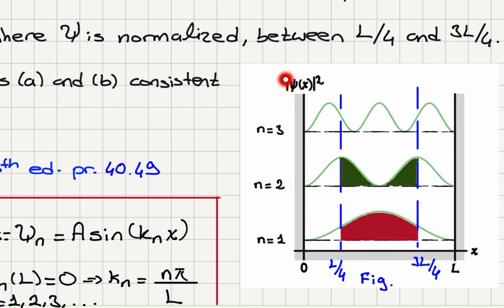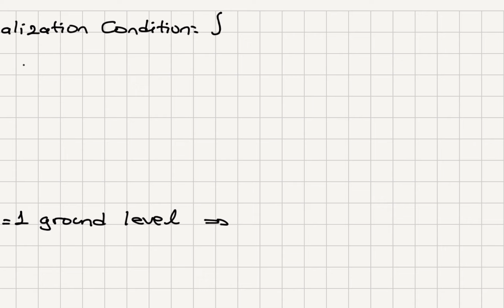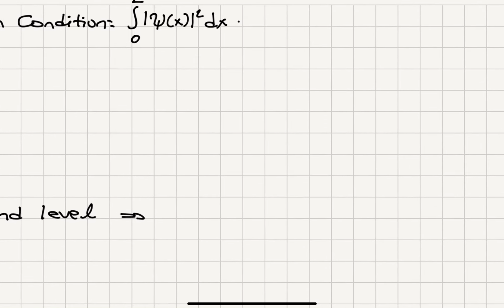The normalization condition tells us that the probability of finding the particle between 0 and L, which is the integral of the absolute value of psi squared dx, is the statement that the particle exists in the box. This probability should be equal to 1, so it's A squared times the integral of sine squared k sub n x dx. This must be equal to 1. So that's our normalization condition.